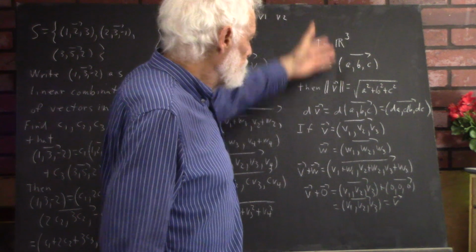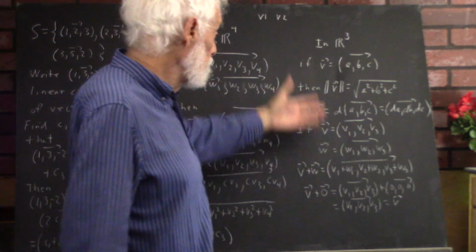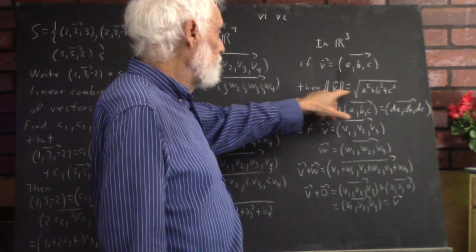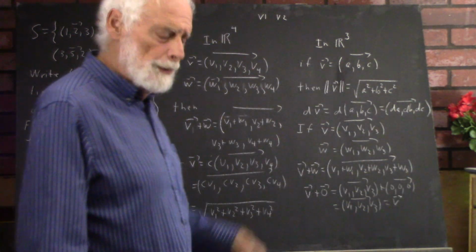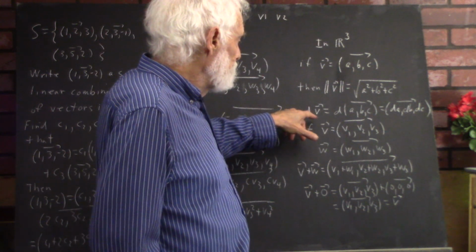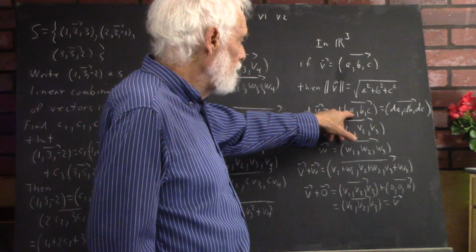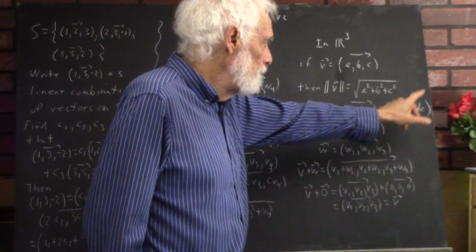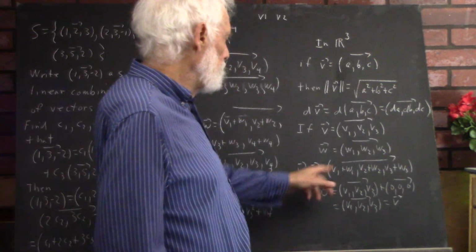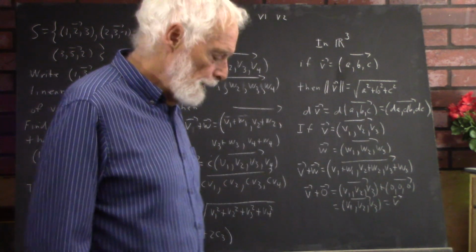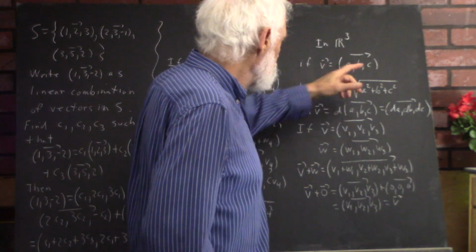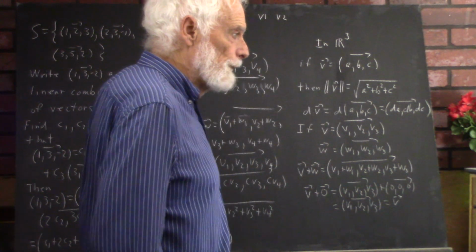We have some statements about vectors in R3, and they're all really obvious. If V is the vector ABC, then the magnitude of V is, by the Pythagorean theorem, the square root of A squared plus B squared plus C squared. A number D times V is D times ABC, which is just dA, dB, dC. If V equals the vector V1, V2, V3 and W is W1, W2, W3. Notice I went away from ABC because we're going to talk about higher dimensional vector spaces.